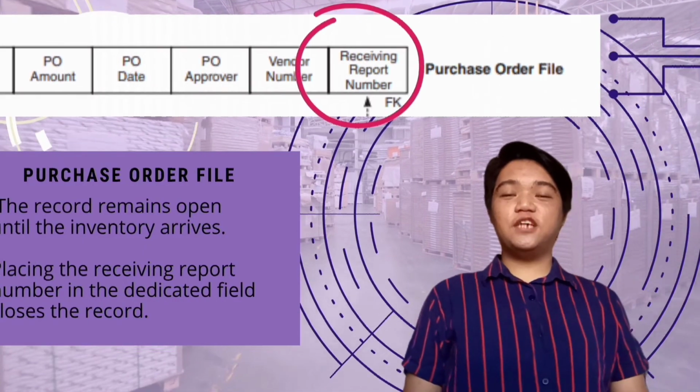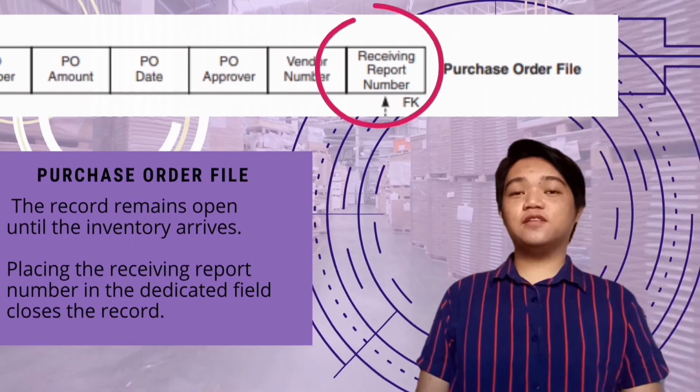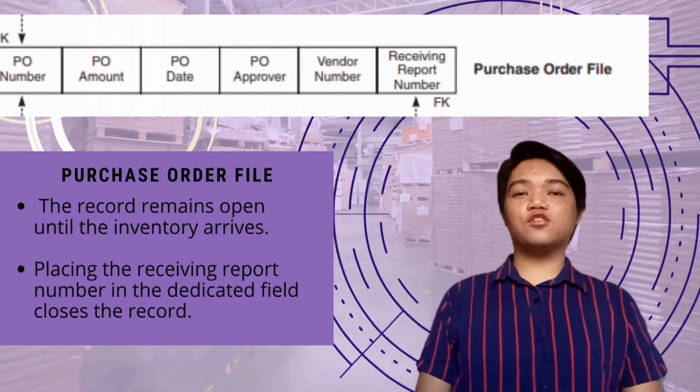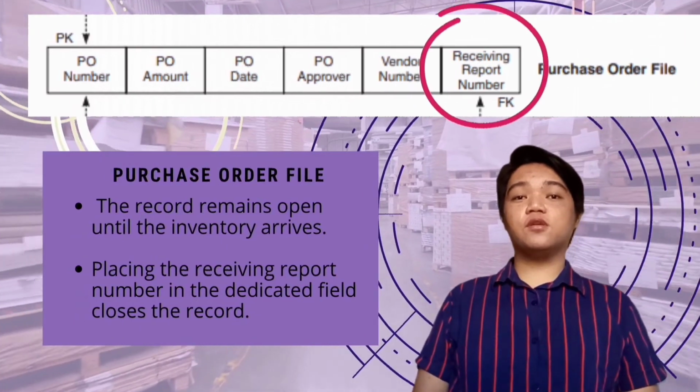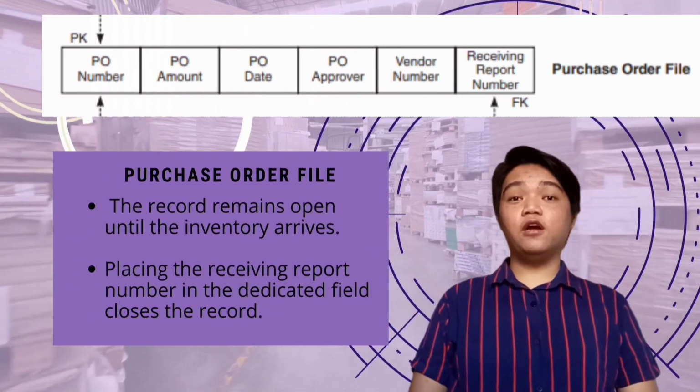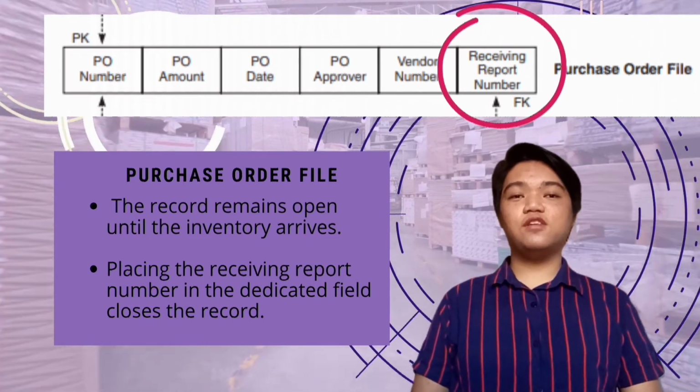Second one is the purchase order file. This file contains records of purchases placed with the suppliers. The record remains open until the inventory arrives. Placing the receiving report number in the dedicated field closes the record.